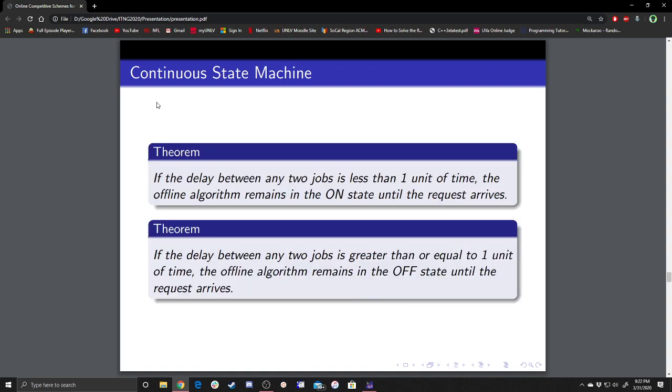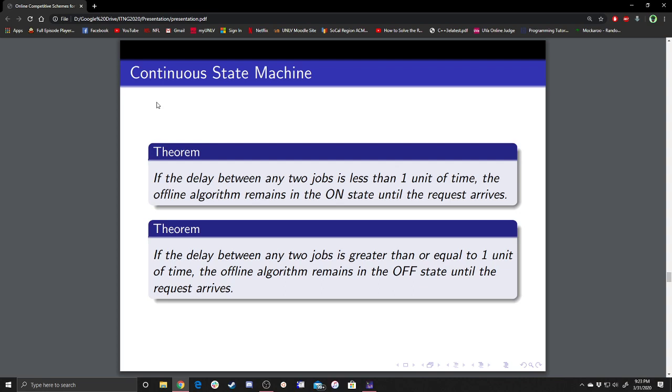So we have these two other theorems over here. First we want to determine the efficient offline cost. In our paper we have a proof for this, but we don't have time to cover it during this presentation. But the idea is, if the request comes between, let's say, so basically we're using this idle time of 1 unit.